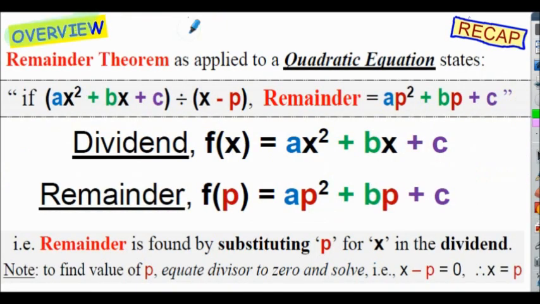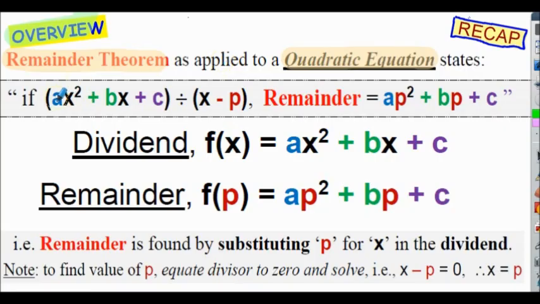Here's an overview of remainder theorem applied to quadratic equations. As I said in the previous presentation, we show the underpinning theory of how remainder theorem is derived. And here's an overview of remainder theorem. This is applied to quadratic equations, quadratic expressions. The underpinning theory of this theorem is outlined in the previous presentation. Here we're just going to state the theorem.